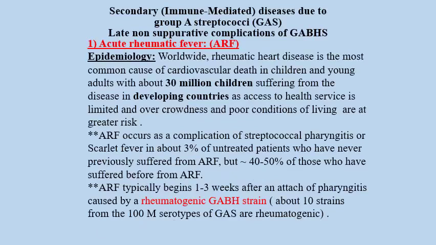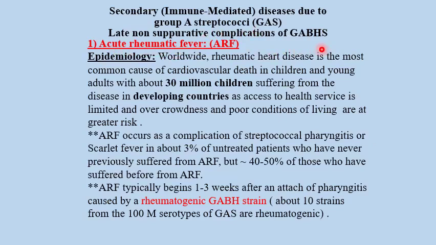A very important part of our lecture is the secondary immune-mediated diseases due to group A Streptococci. Sometimes they abbreviate GABHS, group A beta hemolytic streptococci, and call it simply group A Streptococci. You may also encounter the abbreviation for Streptococcus pyogenes written as such. So we can call it immune-mediated or we can call it late non-suppurative complications of group A beta hemolytic streptococci.